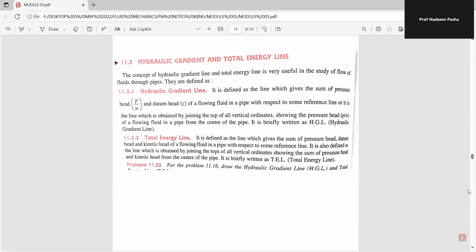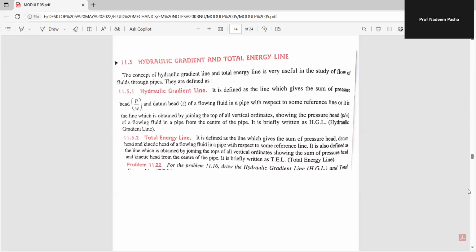So how are we defining hydraulic gradient line? It is defined as the line which gives the sum of pressure head and datum head. Hydraulic gradient line is p by w plus z. It is a line which is obtained by joining the top of all vertical ordinates showing the pressure head p by w flowing in the pipe from the center of the pipe. It is briefly written as HGL.